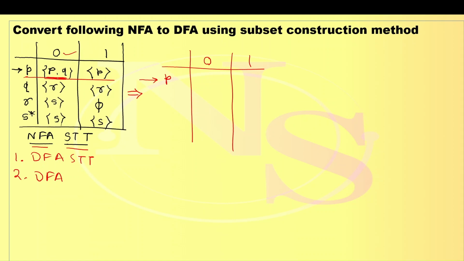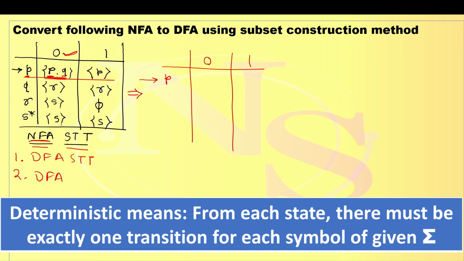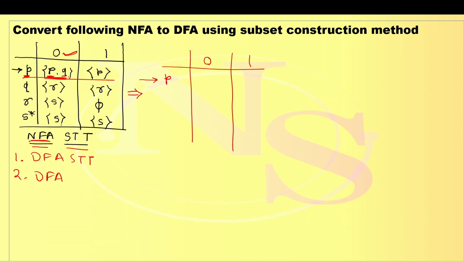Why is there a P comma Q? Because it's an NFA, non-deterministic. The non-deterministic property says that by reading one symbol, one state can go to more than one state. Here P on reading 0 goes to P, or it can go to Q also. This is the non-deterministic property. But the deterministic property says that by reading one symbol, one state will go to only one state.